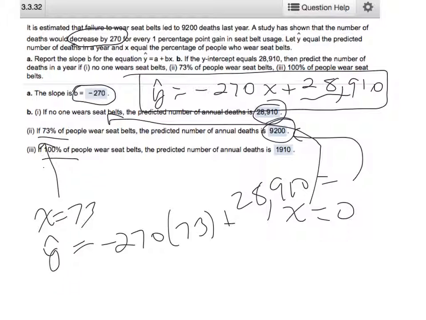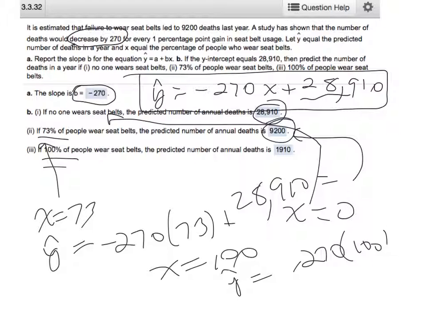And if 100% of people wear seatbelts, then that means x is 100, and so our predicted value is negative 270 times 100 plus 28,910. Again, we just use this equation for all of the problems in part B. And if we do the arithmetic there, then the answer is 1,910.